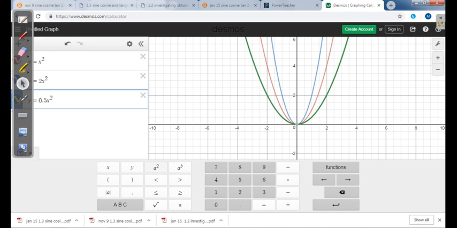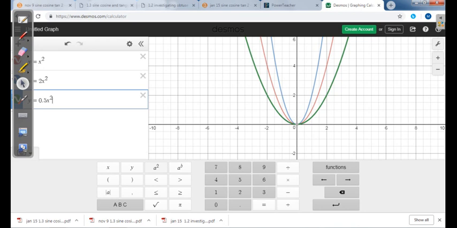All right. How about your vertex? Still the same. How about your axis of symmetry? How about your optimal value? How about the direction of opening? Is it still opening upward? Good.